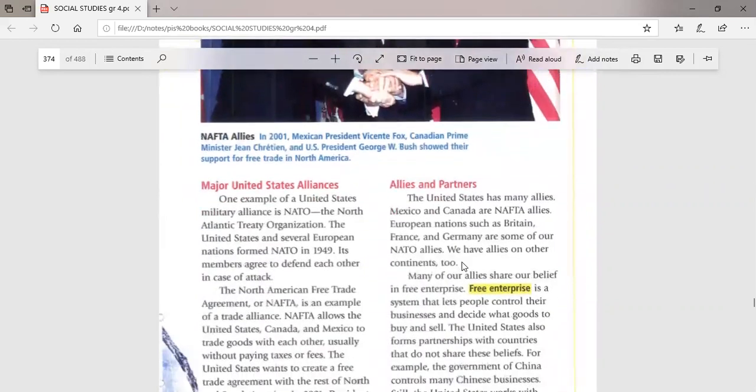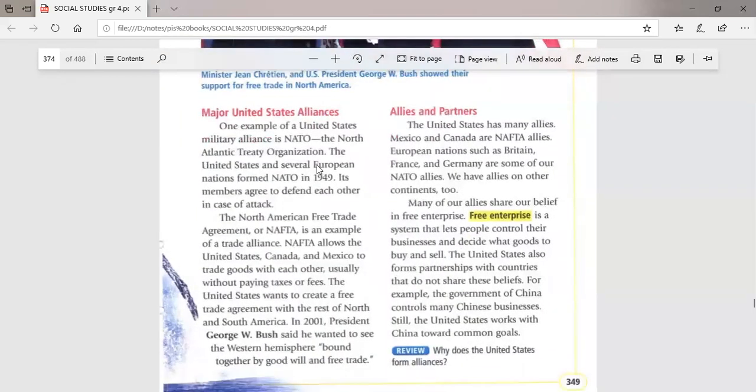Okay, so this is what we talked about last time. We talked about the NATO treaty and the NAFTA treaty. The NATO treaty is between what? It is between America and some of the European countries. This treaty is about war: some of the European countries will defend America and America will defend those European countries in case of any attack, in case of any war.